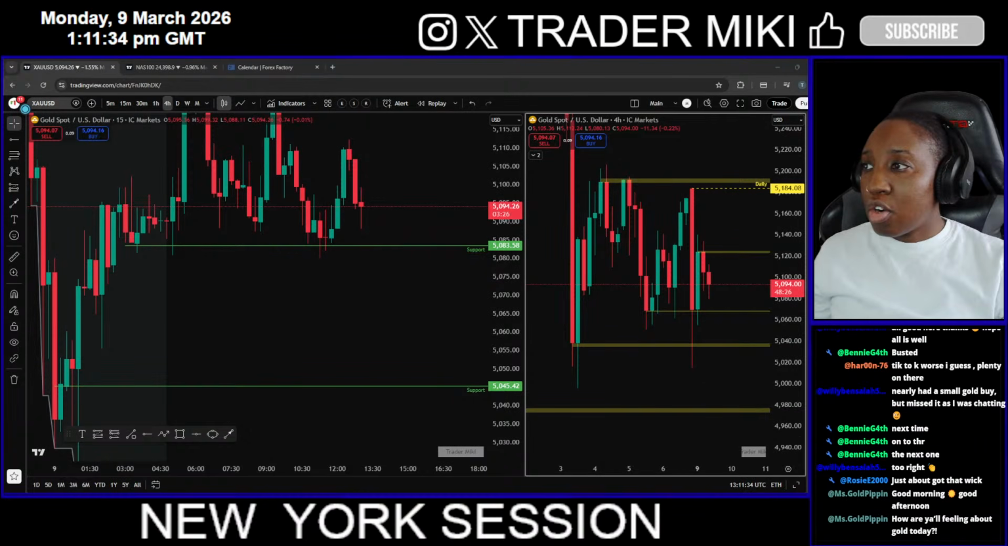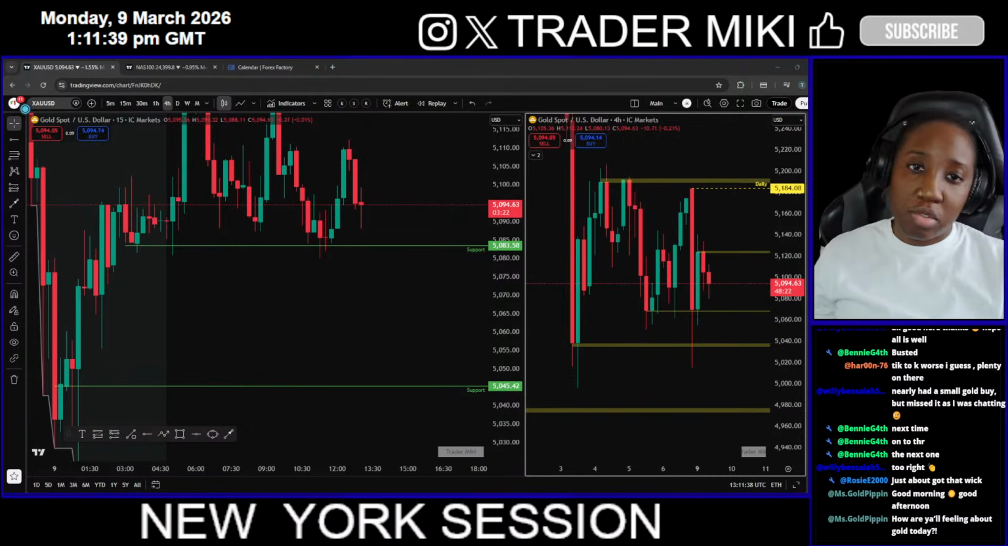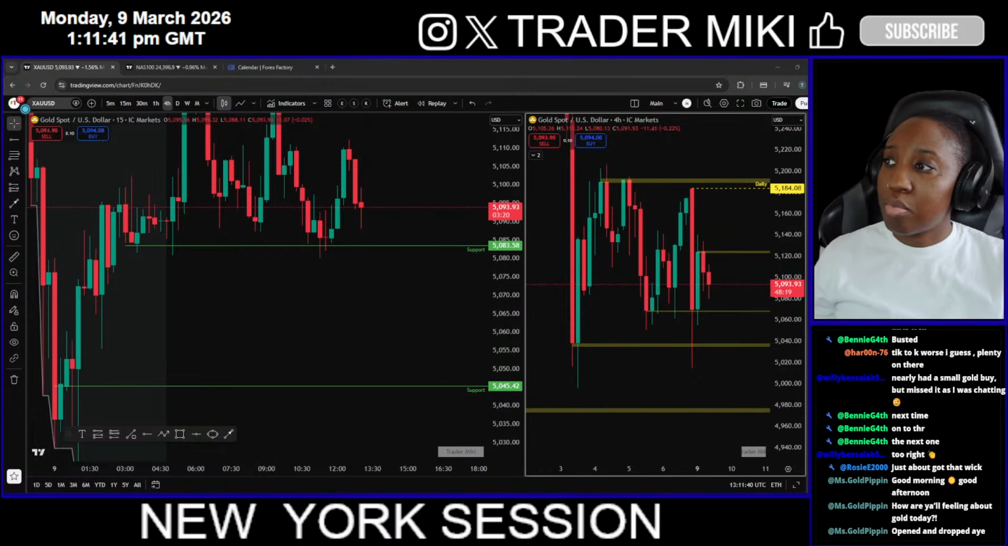How are you feeling about gold today? Me, I'm looking for sells just because the daily candle's so bearish, and we already broke Friday's low. But at the same time, I've acknowledged that there's a strong daily support on gold, which refuses to break. Every time we get there, gold says, no, we're not going down.